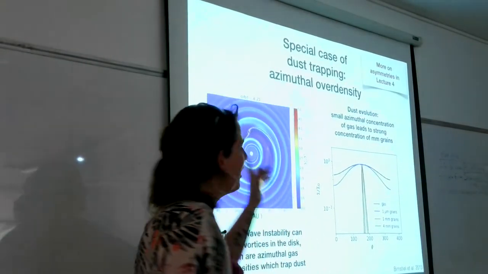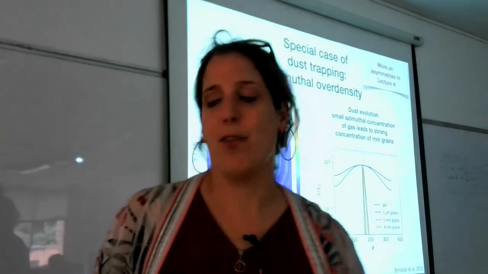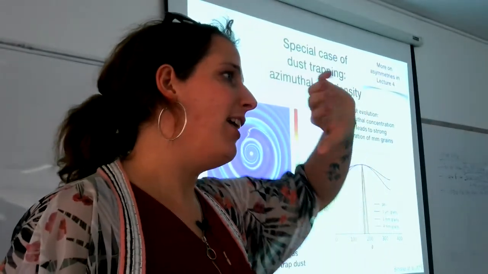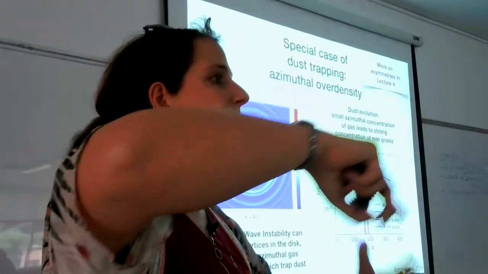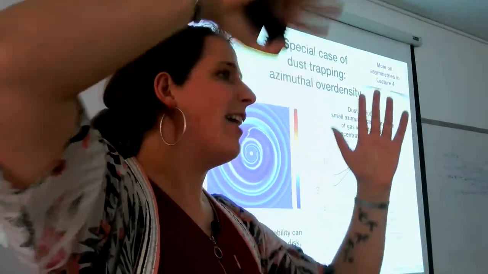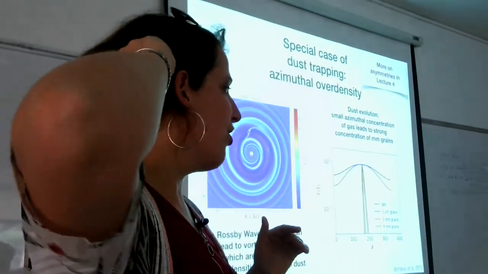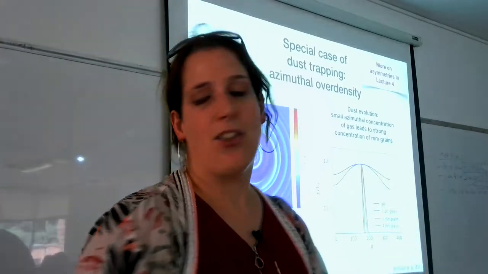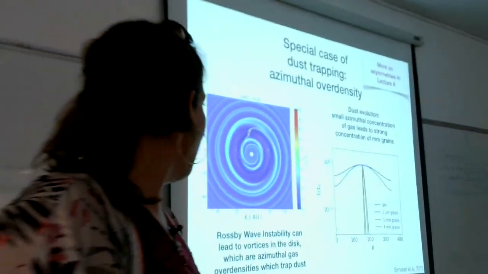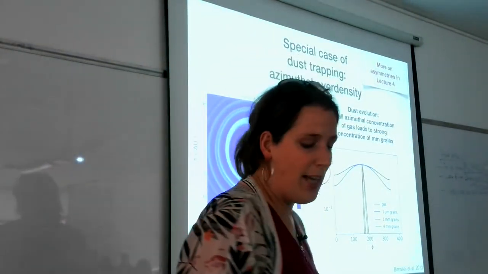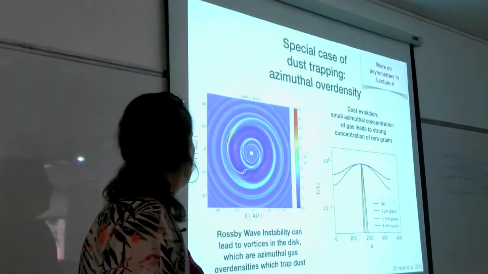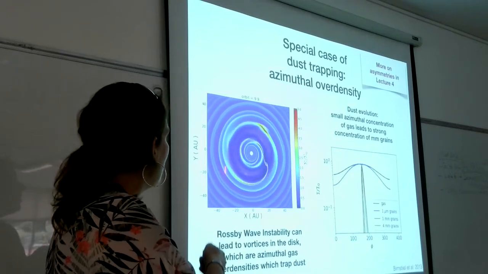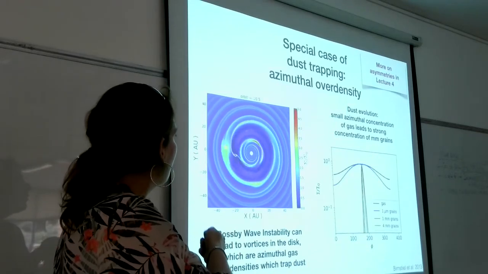But there are also some cases where this radial pressure bump can become Rossby wave unstable. And I mentioned this also in the lecture from yesterday. This Rossby wave instability is like when you pour milk in your coffee, or when you look at clouds during certain times of weather, they get this spiraling motion. This is due to friction between different layers of fluids. You can get the same thing in a rotating disk. And this Rossby wave instability of a radial pressure bump can result in these large-scale, long-lived vortices.